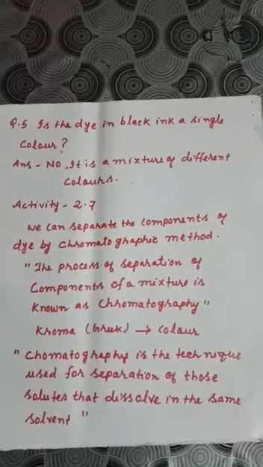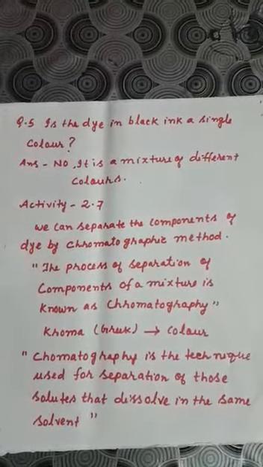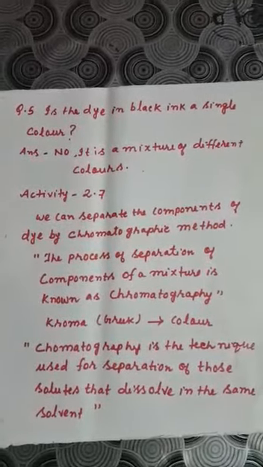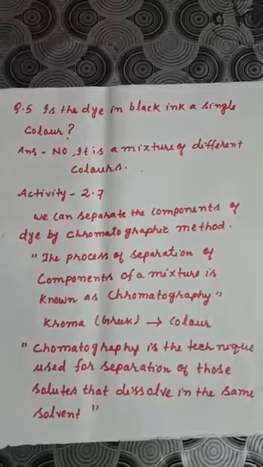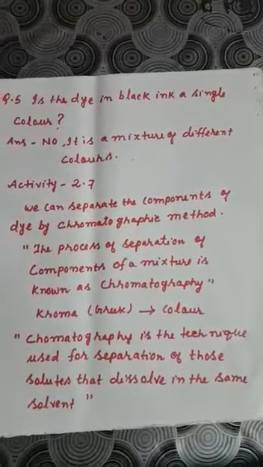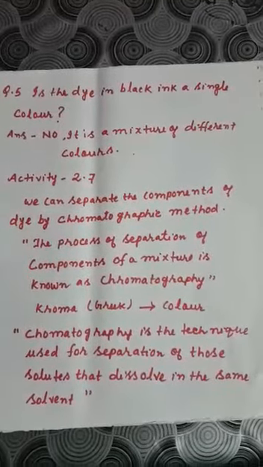Next, in question number 1, you saw that by the evaporation technique we get the dye from black or blue ink. Now dye is a mixture of different types of colors. Now how to get those different types of color from the dye? Are you getting my point? This can be done with the help of an experiment called chromatography.